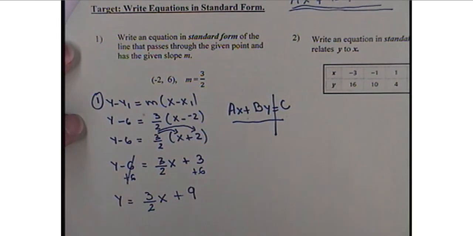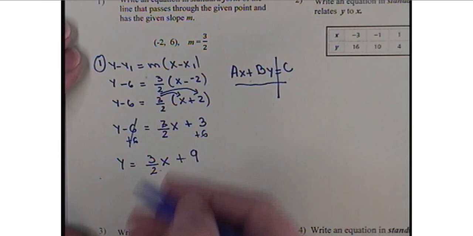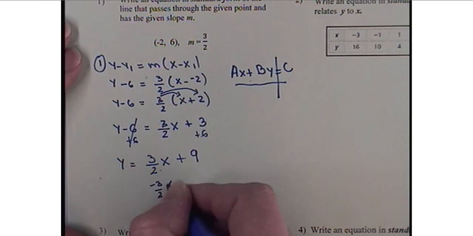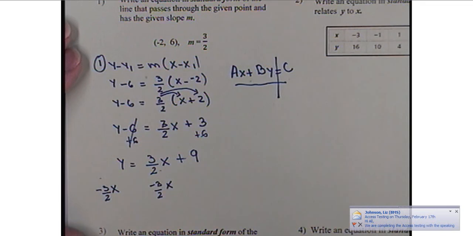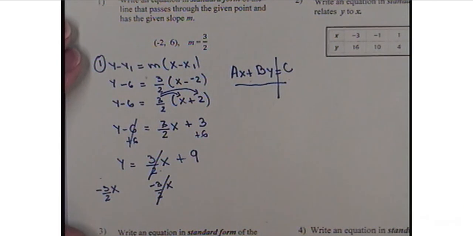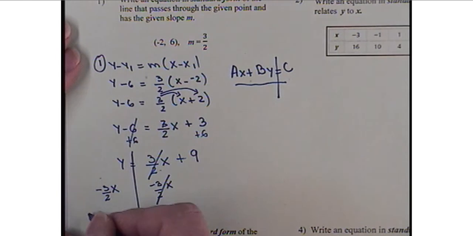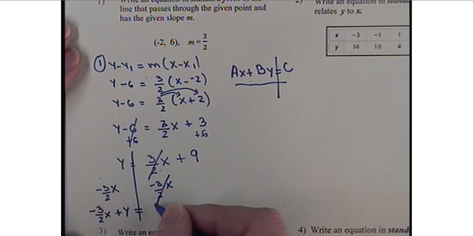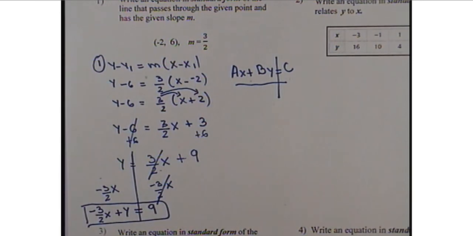Then we want to move the x term to the left side of the equation. So my next step will be to subtract 3 over 2x on both sides. These two cancel, and what we have left on the left side of the equation is minus 3 over 2x plus y equals 9. That will be the answer.